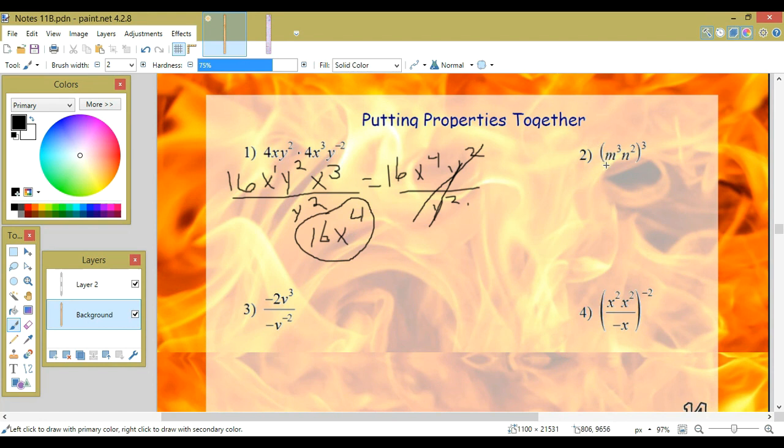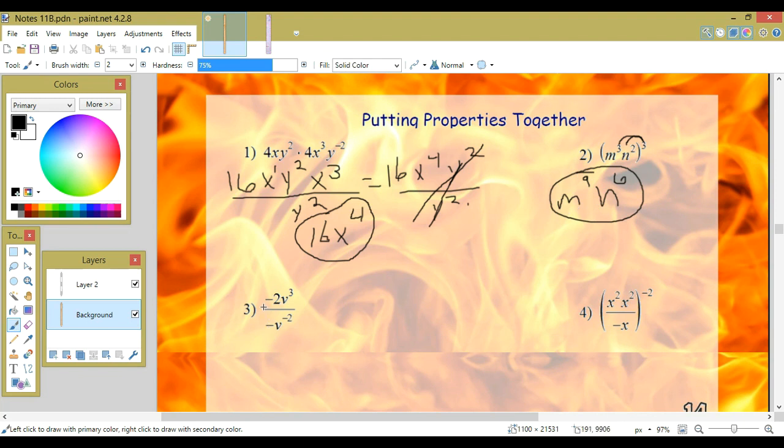Number 2, m to the third times n to the second, all cubed. So take the exponent 3, and we multiply it by each of the exponents. So we have m to the ninth times n to the sixth. m and n are different bases, so that's it.